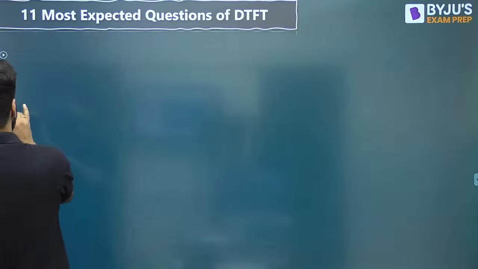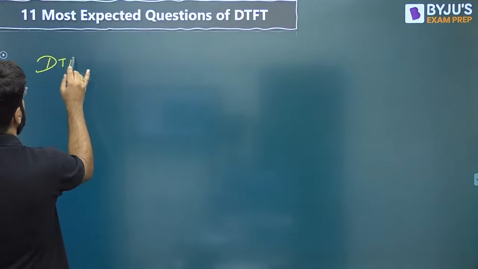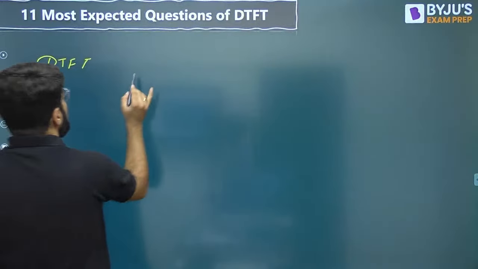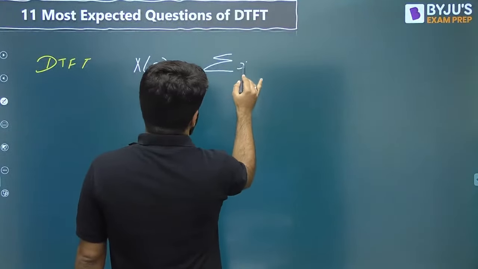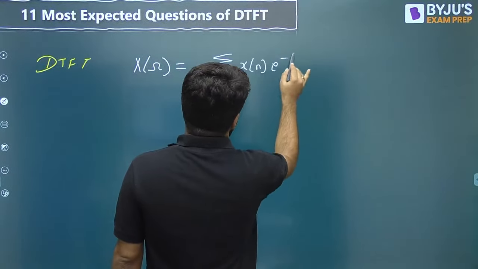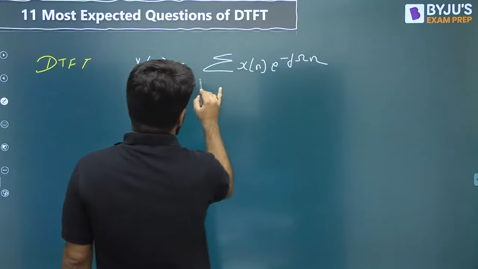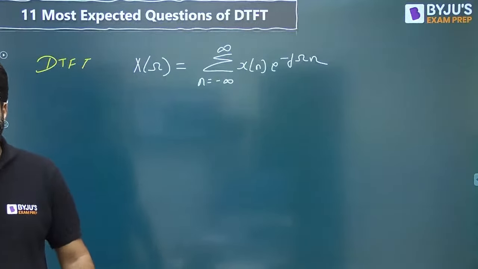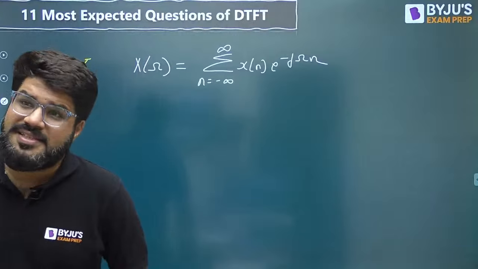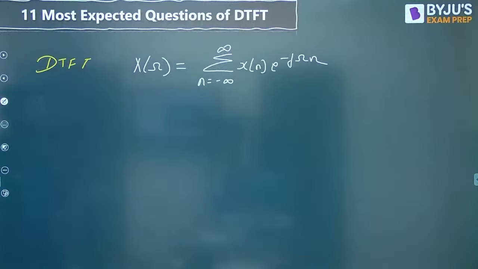So basically guys, what is the DTFT formula? If you just recall the basic DTFT formula, we write down the basic DTFT as X(omega) given by the summation of x[n] e raised to the power minus j omega n, from n equal to minus infinity to infinity. As I just told you, putting z equal to e power j omega in the z transform formula, we get the DTFT formula.